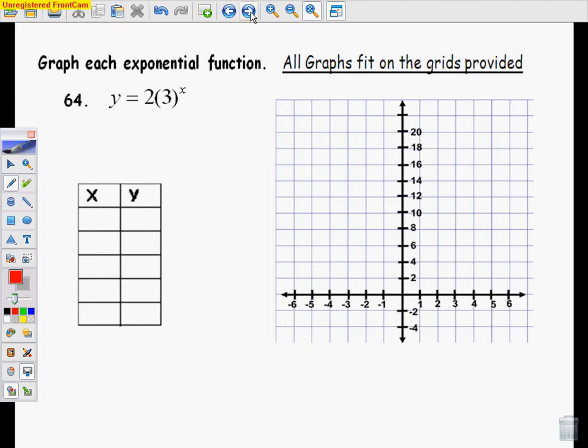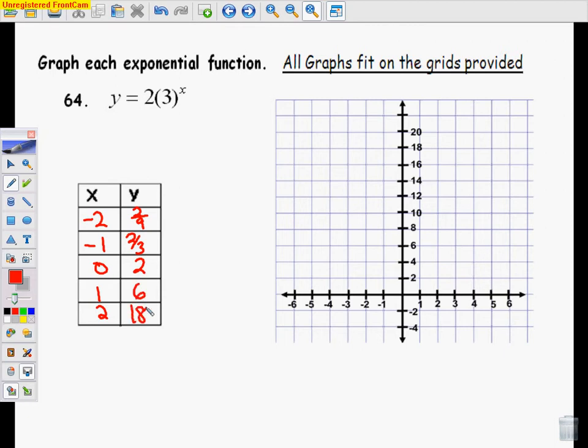All right, moving on. Graph each exponential function. When I told you to graph an exponential function, we first pick some values for the x. The values that we generally pick are -2, -1, 0, 1, and 2. Then we take these values and we plug them in for our x so that we can get our y. When you plug in -2, the value that you get out is 2/9. When you plug in -1, you get out 2/3. When you plug in 0, you get out 2. 1 gives you 6, and 2 gives you 18.